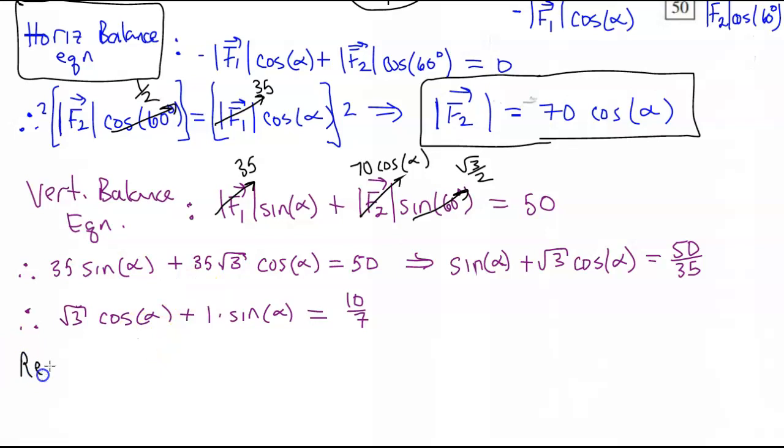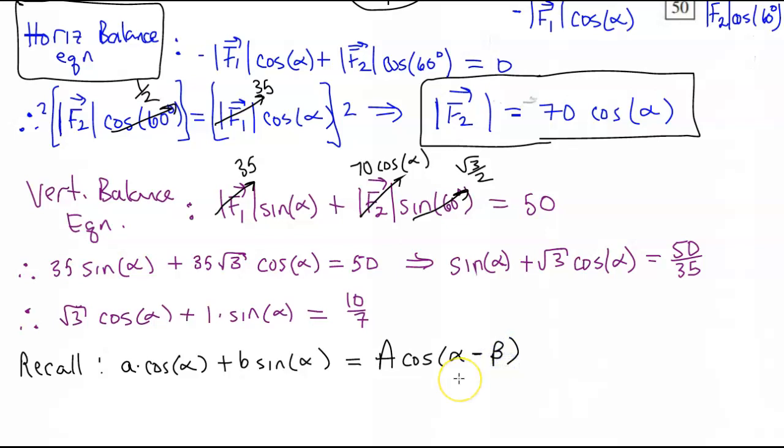So I'll say recall that if we take, and that should be cosine first, a cosine of alpha plus b sine of alpha, this is going to be equal to big A cosine of whatever our angle is, and in this case, this will be alpha minus some phase angle beta. Okay.